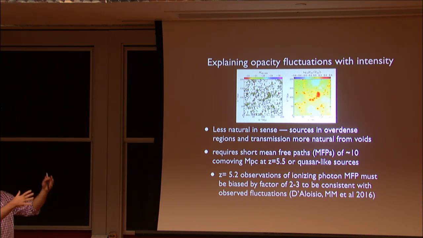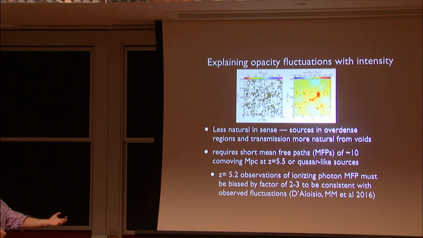So you can have enhancements in the ionizing background in certain regions versus other regions. It turns out you need larger fluctuations for this to work than for temperature, because your sources are in overdense regions, and it's more natural to have transmission in the void regions. And so it's working against the flow of things.